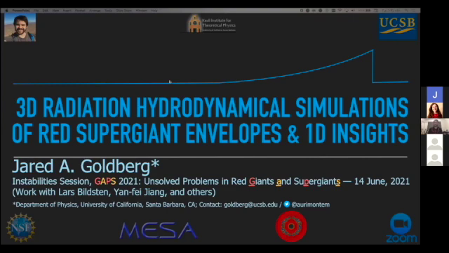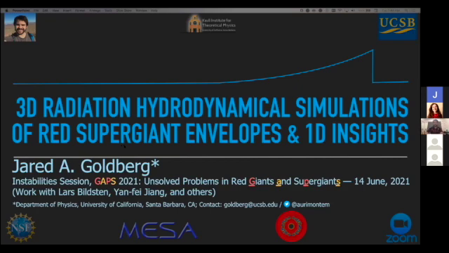I'm on the West Coast in California. I'm a PhD student at UC Santa Barbara, working with Lars Bildsten, Yang Zhang at Flatiron Institute, and a bunch of other people, in collaboration. I am interested generally in massive star envelopes, red supergiant envelopes in particular, and I got into this from the core collapse supernova light curve understanding end.